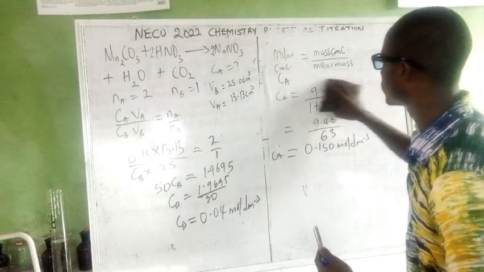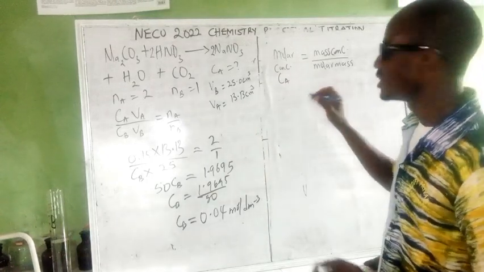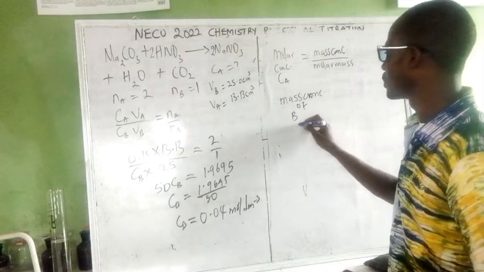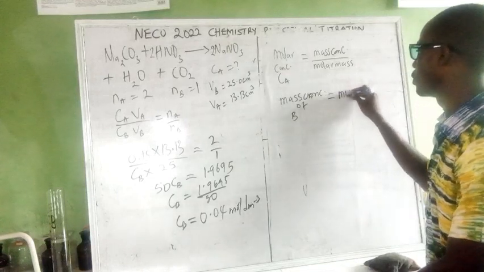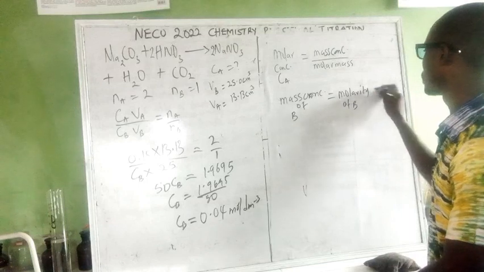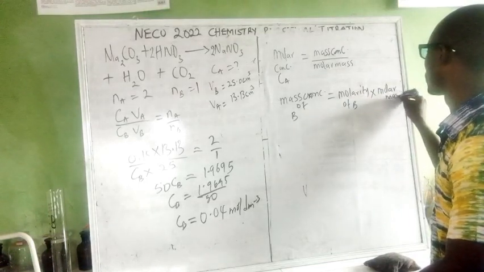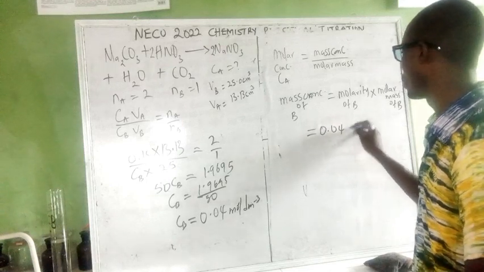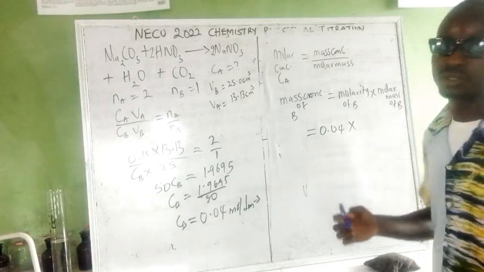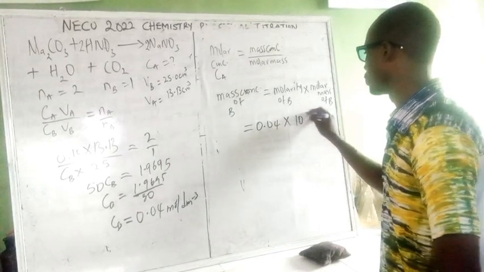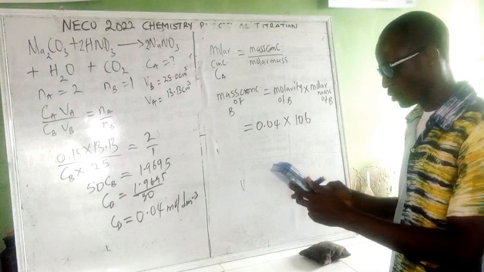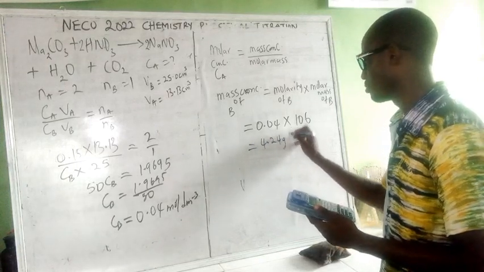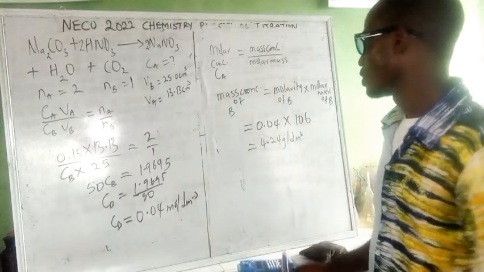To find that, we use this same formula. So for the concentration of B in gram per dm³, we restate the formula: the mass concentration of B is equal to the molarity of B, that is the molar concentration, times the molar mass of B. So we have the molarity of B, which we have just calculated, as 0.04, times the molar mass of B, and that is 106. By multiplying these two, 0.04 times 106, that gives us 4.24 gram per dm³. So that is the mass concentration of B.